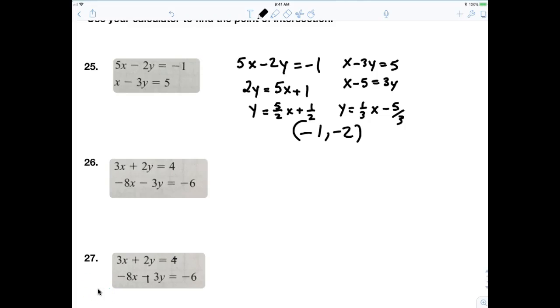Zoom standard. If you have a problem with your calculator, Zoom standard. It'll always take you back to a 10 by 10 screen.